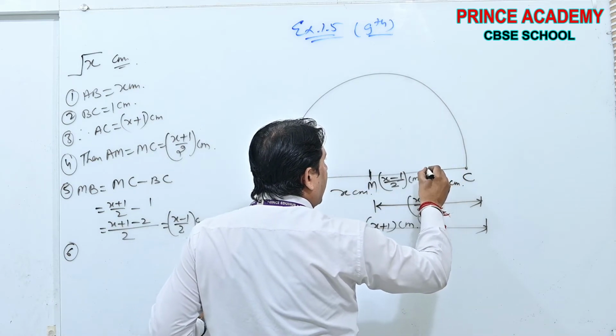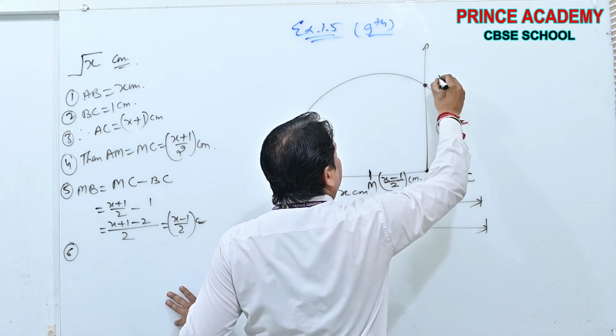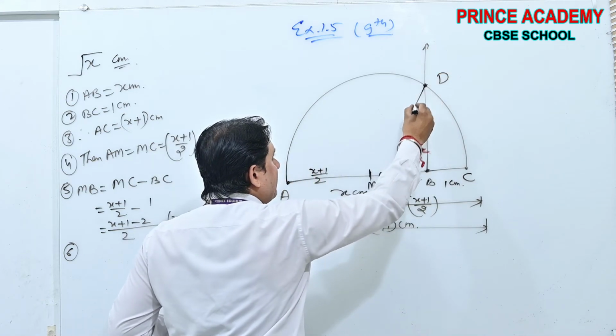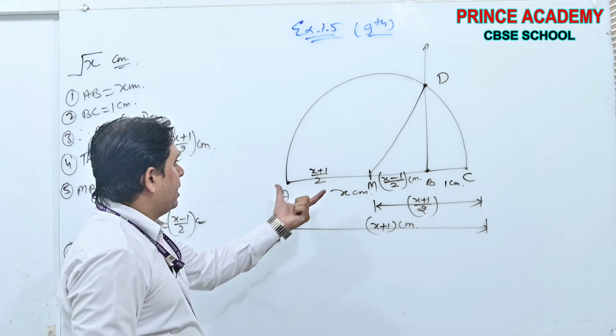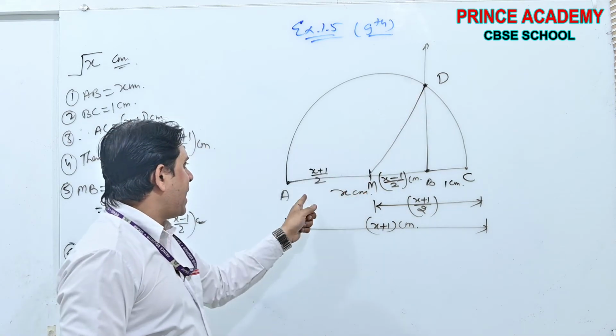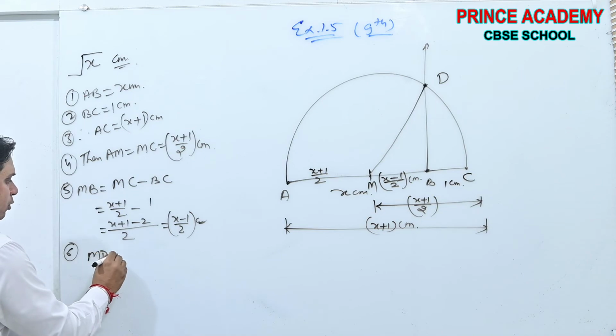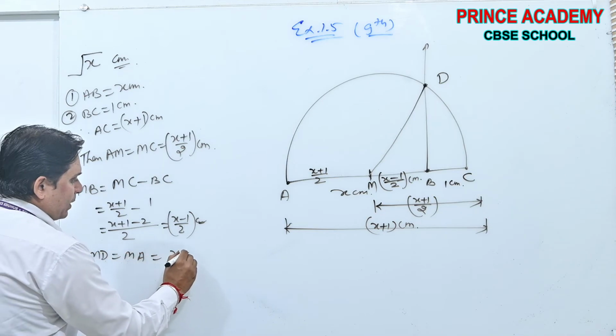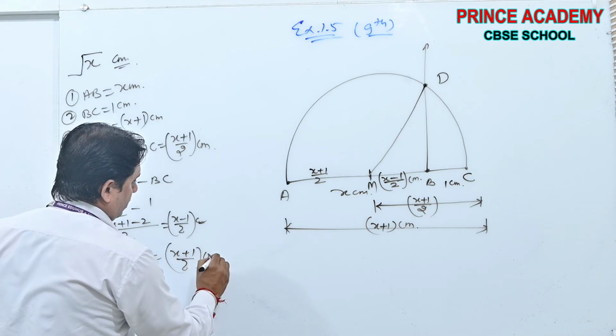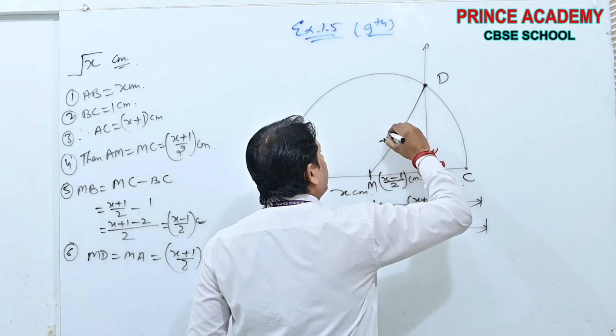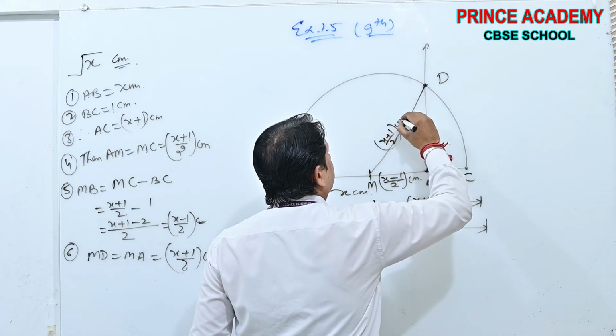At B you will draw the 90-degree angle which will meet at D. Join MD. Now see, beta, MD is equal to MA. That is x plus 1 by 2. Yes or no? This is x plus 1 by 2 centimeters.